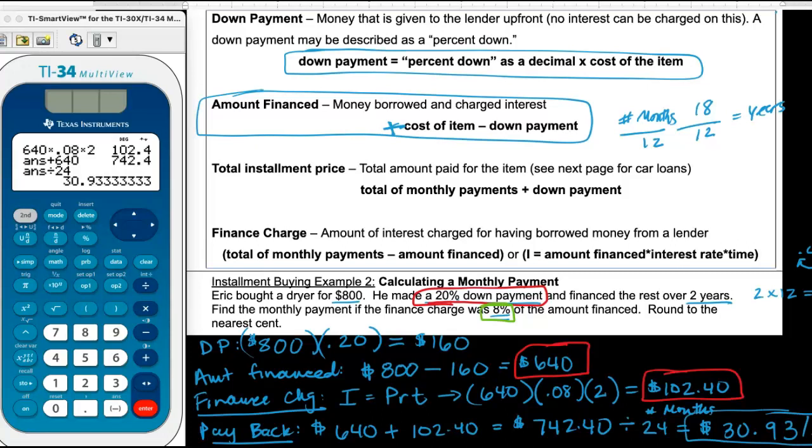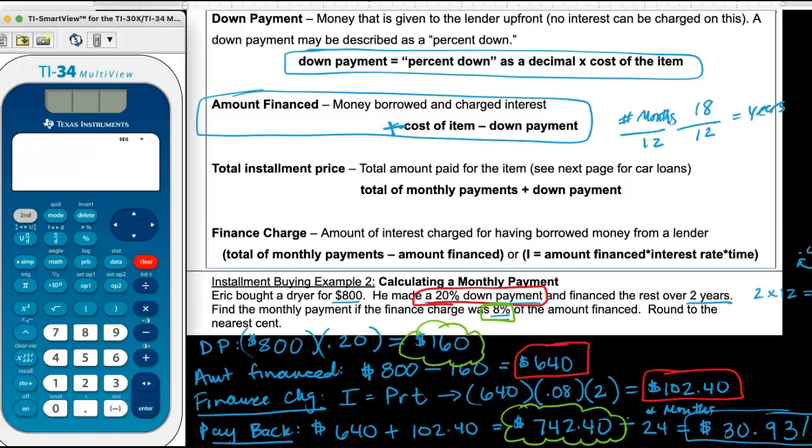And then again, just like I mentioned in the last problem, it's really important to notice that this $800 dryer is really not $800. It's $742.40 plus that down payment he made above. And I know it doesn't ask us to do this, but just for fun, let's just add those together real quick. So $742.40 plus that down payment that he paid in the beginning, you don't want to forget about that, gives us this total installment price of $902.40. So this dryer for $800 is really costing Eric $902.40. So it's important for him to understand what that total cost is, or that total installment price.